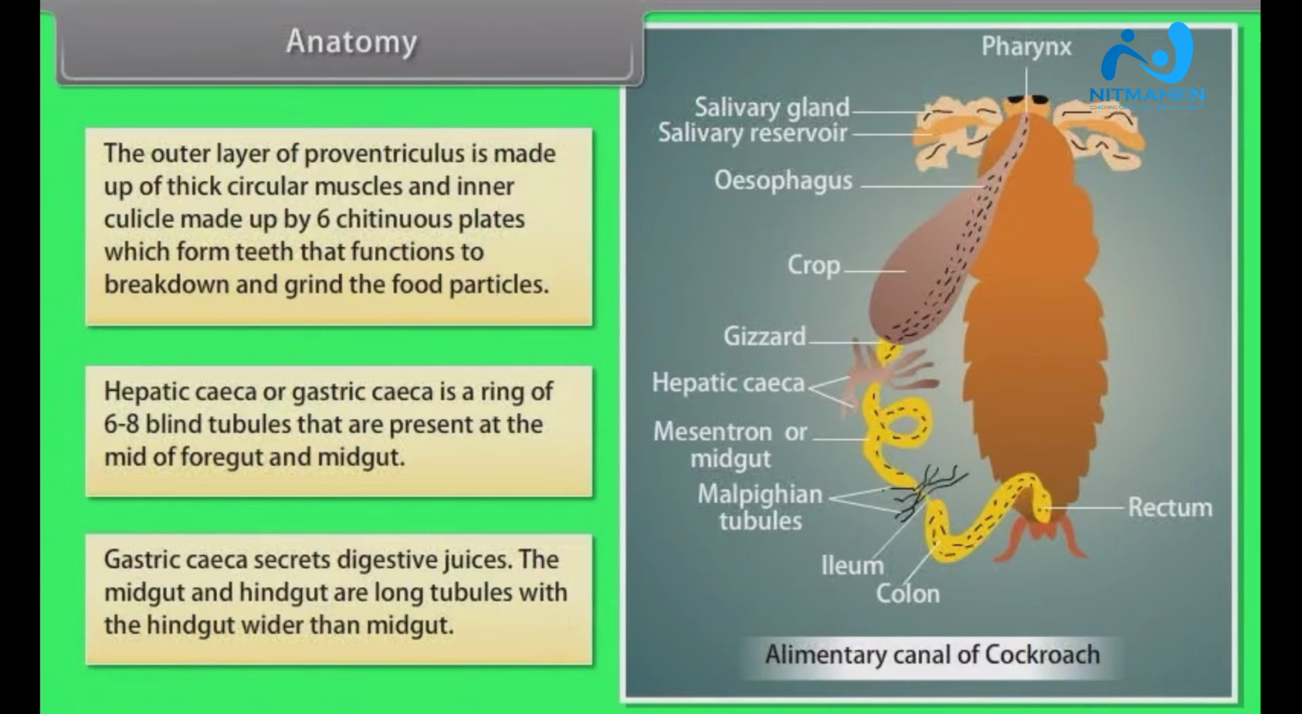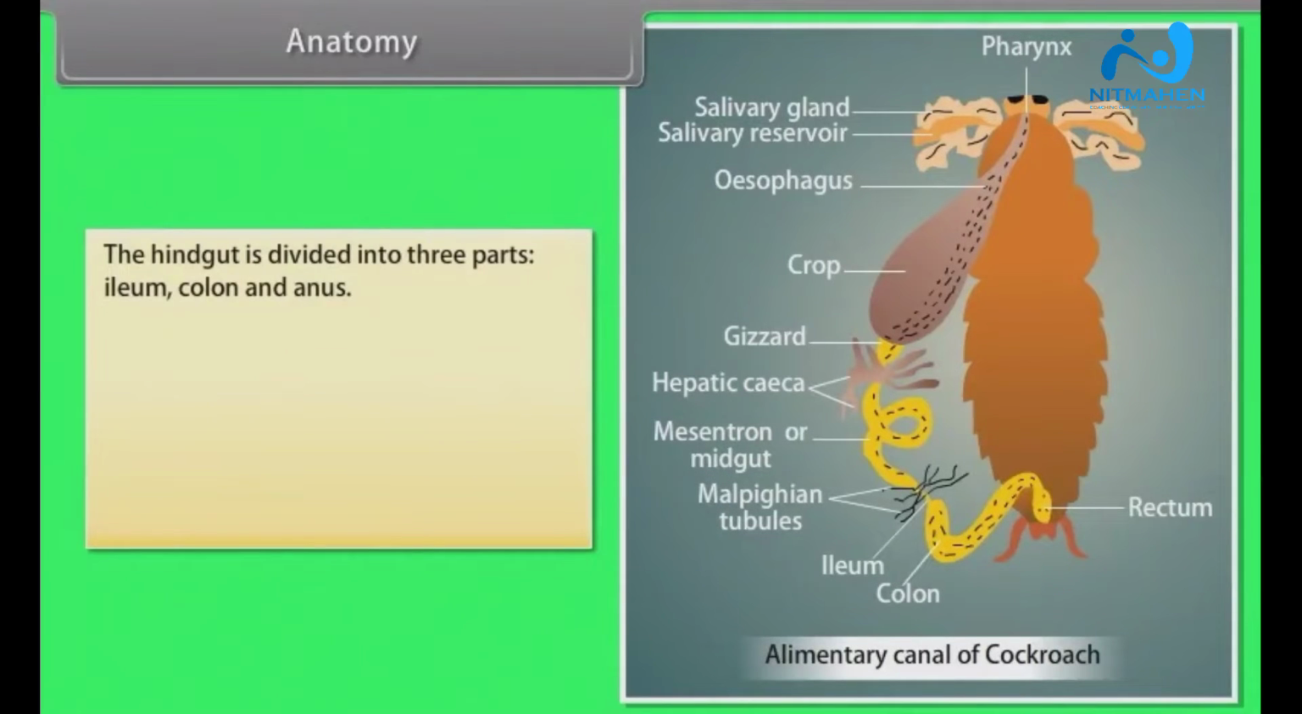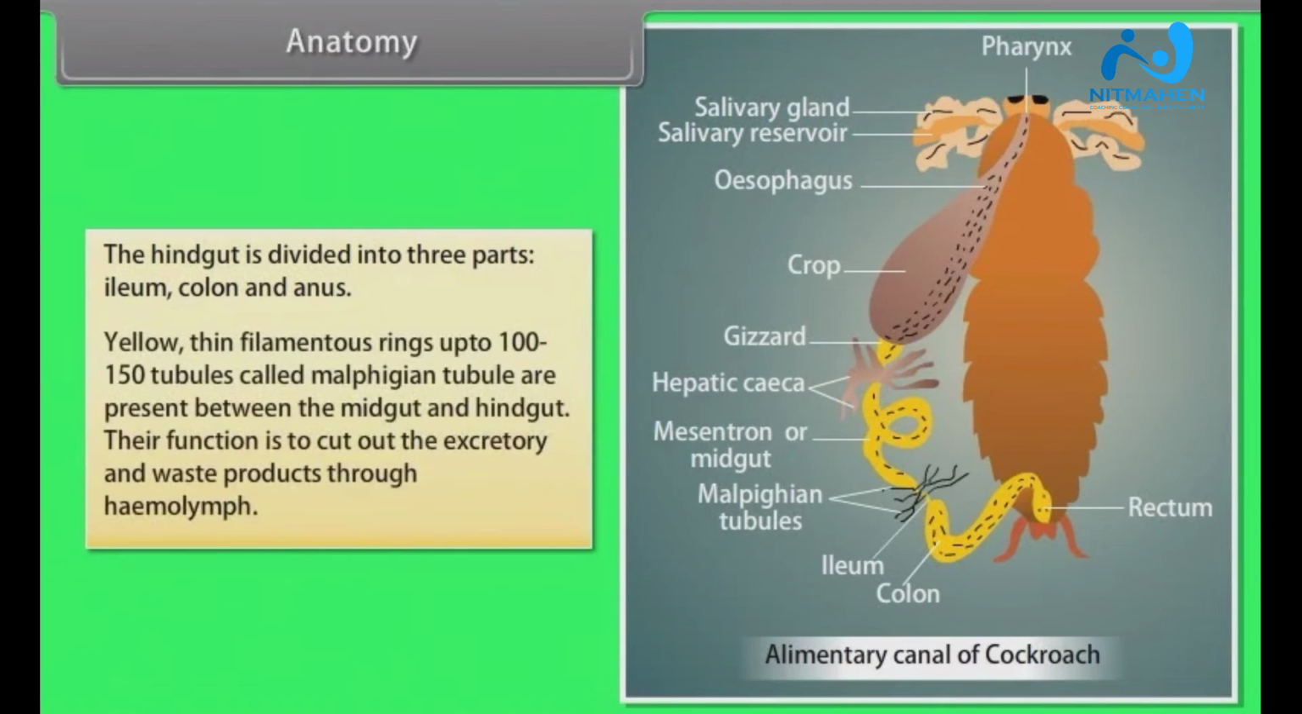The midgut and hindgut are long tubules with the hindgut wider than the midgut. The hindgut is divided into 3 parts: ileum, colon, and rectum. Yellow, thin filamentous rings of 100 to 150 tubules called Malpighian tubules are present between the midgut and hindgut. Their function is to remove excretory and waste products through hemolymph.